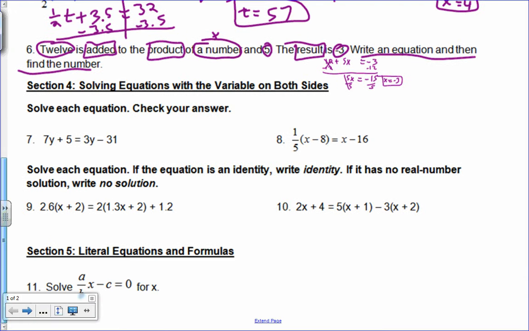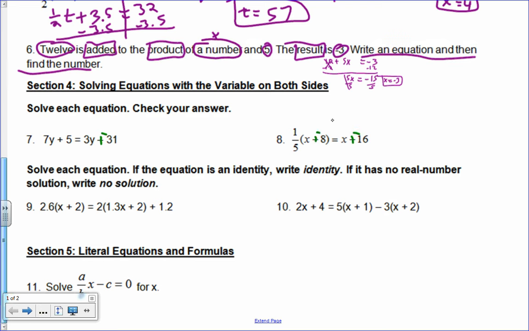Alright, section 4. Solve each equation, check your answer. So we've got some equations with variables on both sides. We've got 4 of them here. Alright, looks like the first 2 are going to get an answer. The numbers 9 and 10 will either be identity or no solution, I think. So the first 2, remember, first of all, whenever there's subtraction, change it to adding a negative number. So over here, I'm going to do that on this one right away too.